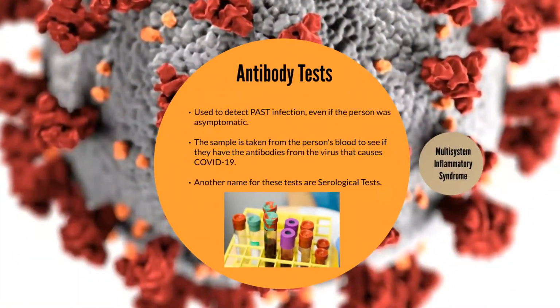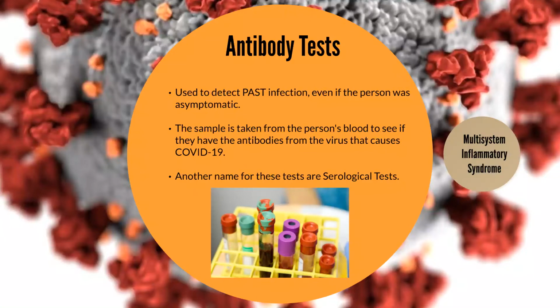The next group of tests we're going to talk about are antibody tests. Now, currently, the CDC does not recommend antibody tests to be administered to test for current acute infection. The reason for this is because it could take about 1 to 3 weeks for an individual's body to build up the antibodies post-infection. So these tests are only recommended to detect past infection at this time. And that's even if the person was asymptomatic.